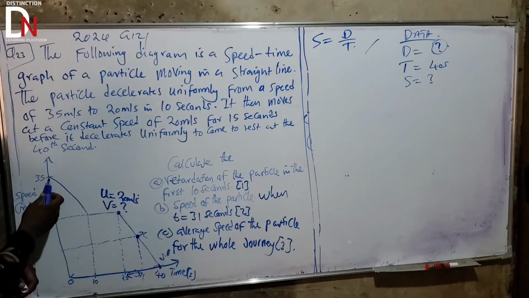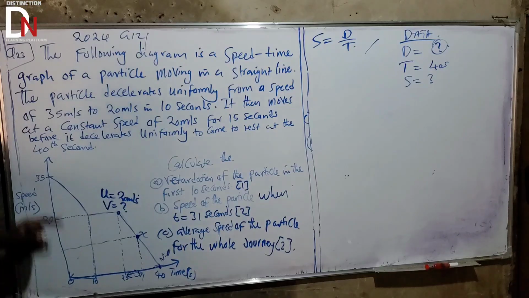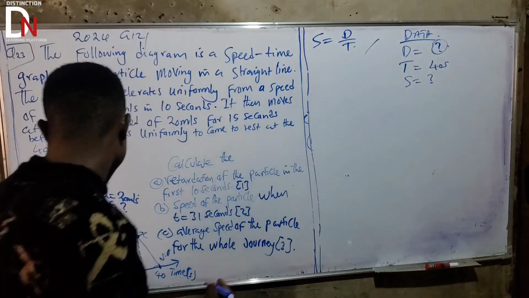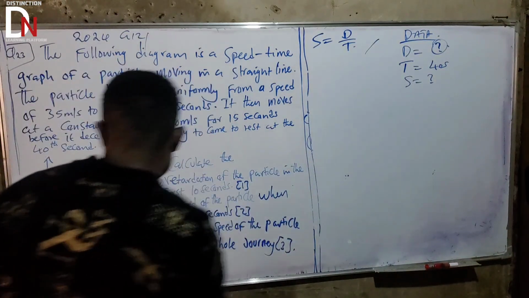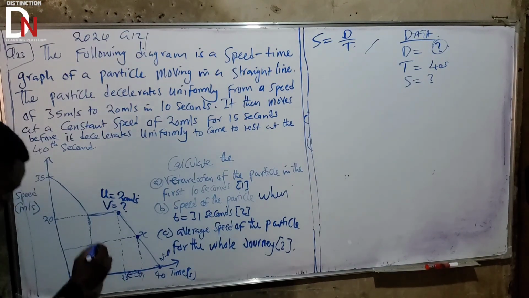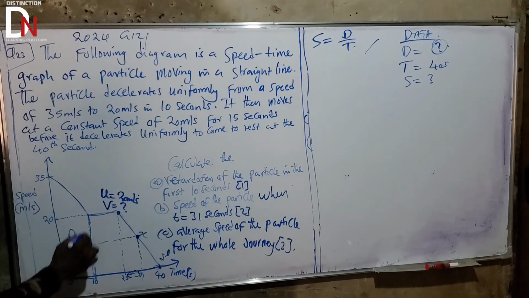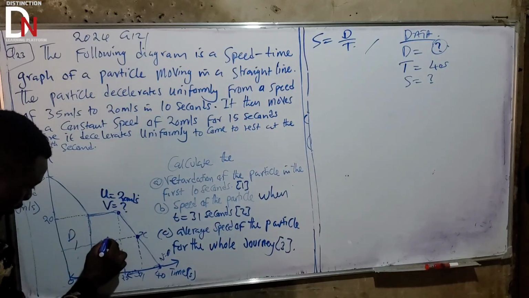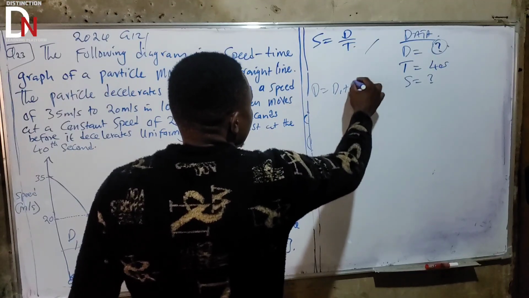If we look at this, it is making the shape of a trapezium. Again, from here up to this, it is making the shape of a trapezium. So the whole of this, I can call G1, and from here up to the last part, I can call G2. Therefore, my distance will be G1 plus G2.